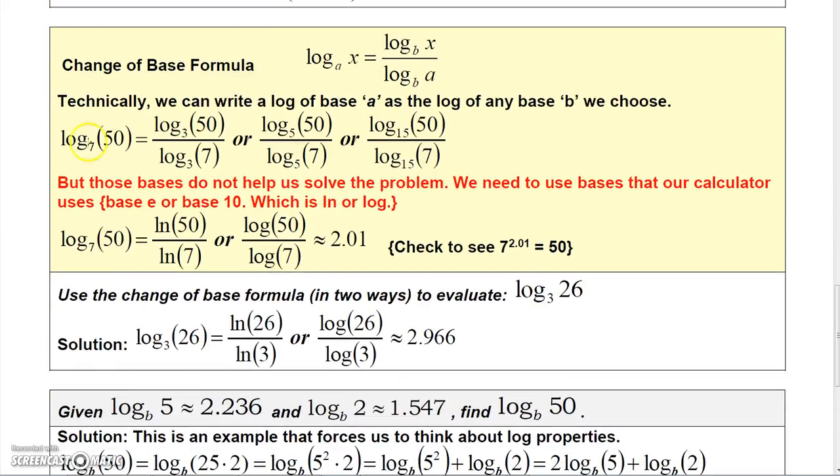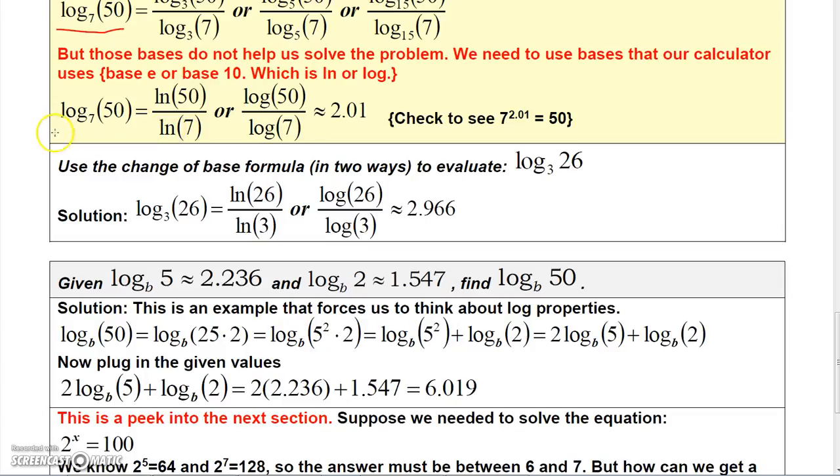Now, the last thing I want to talk about is if you want to evaluate a log of some strange base, you can actually convert it to a log of any base you like. So the log of x base a is the same as log of x base b over log of a base b, where b is any base you choose. So that means if I had log of 50 base 7, I could write that as log of 50 base 3 over log of 7 base 3. Or I could write that as log of 50 base 5 over log of 7 base 5. Or I could write that as log of 50 base 15 over log of 7 base 15. But none of these help me on a calculator.